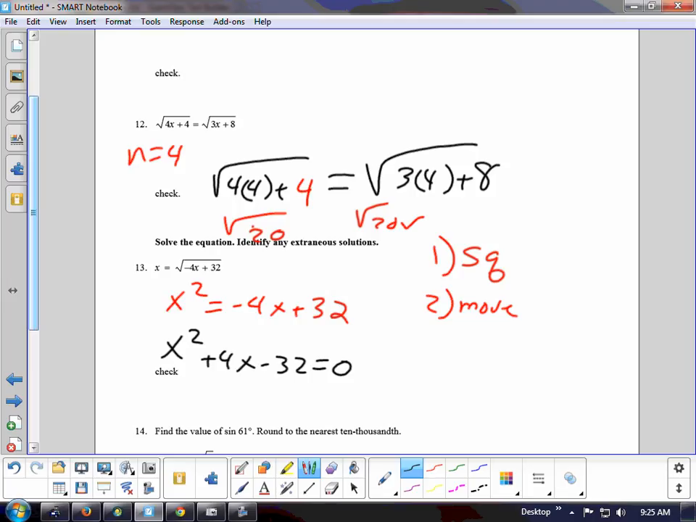Anything that moves across the equal sign has to be, if it's done by adding or subtracting, you subtract when you're adding and add when you subtract. If it's done by multiplication or division, you divide when you multiply, and you multiply when you divide. Yes.